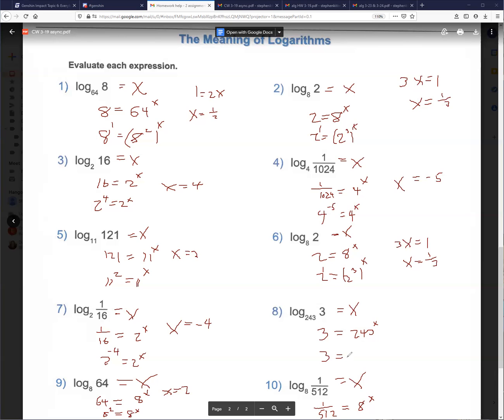All right, 3 equals 3 to the fifth to the x, right? It's 5, like 3, 9, 27, 81, 243, yes, to the fifth. All right, so 3 to the first equals 5x, so 5x equals 1, x equals a fifth. And finally, 512, 8 times 8 is 64, times another 8 is 512. So this is 8 to the negative 3 equals 8 to the x. So x equals negative 3. And there is a complete rundown of the first sheet that we did in the last video. Erasing in 3, 2, 1.